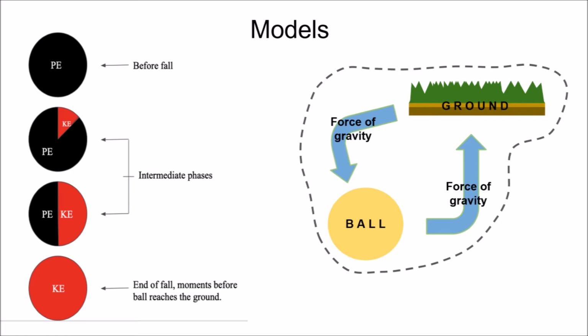As gravity accelerates the ball, it will reach a point the instant before it hits the ground when its velocity is greatest and all of its potential energy has been converted into kinetic energy, as shown on the bottom pie chart. The system schema on the right shows that the only two objects in the system are the ball and the ground, which act on each other with the force of gravity.